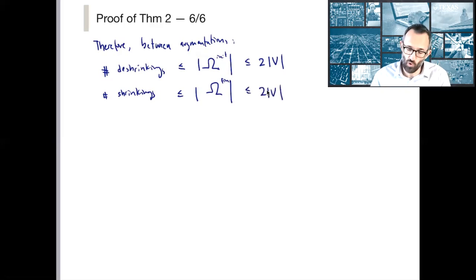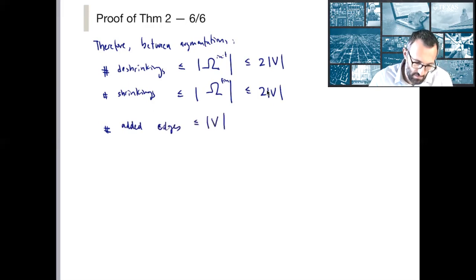And again, what was critical in bounding this? The lemma in the previous lecture that showed that we cannot shrink and then deshrink the same set without augmenting before an augmentation step. And again, this was just an argument about parity. And now we just showed that the number of times we add edges is less than V.